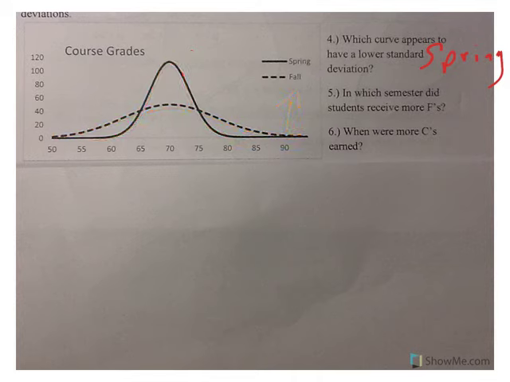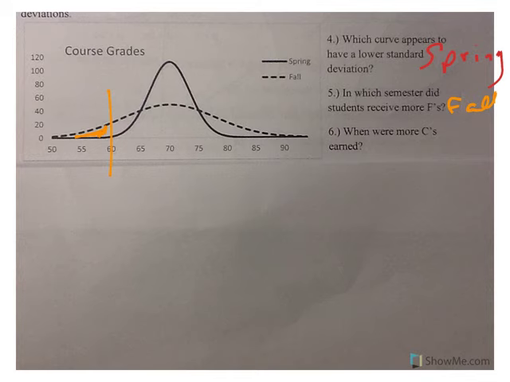Number 5, in which semester did students receive more Fs? Well, Fs is anything below a 60. I'm going on our grading scale here. So you can see that underneath the dotted line has more area or more space than under the solid line, and therefore fall semester received the most Fs.